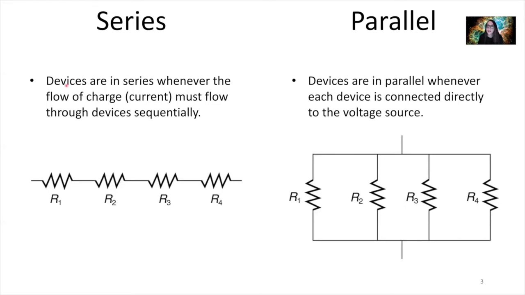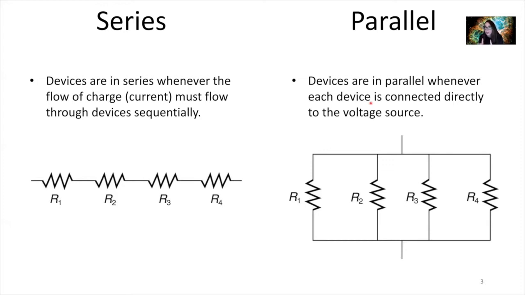We say that devices are in series whenever the flow of charge, the current, must flow through all devices sequentially. So here we have 4 resistors. The current has to flow through R1 before it can get to R2, before it can get to R3, and so on. Devices are in parallel whenever each device is connected directly to the power source.